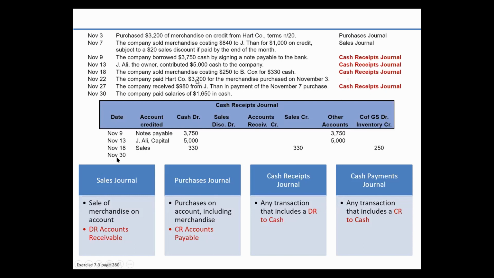So we have November the 30th. Again, we received cash in the amount of $980. And because he paid by the end of the month, he qualifies for his $20 sales discount. So J. Than's accounts receivable is a $1,000 credit, because he owed us $1,000. He's now satisfied that, so we're going to credit accounts receivable $1,000.